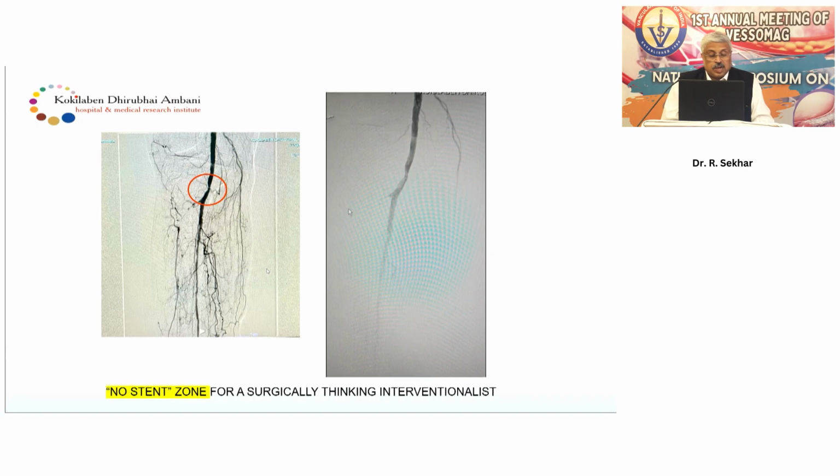We did an angio, and this is what you can see on the angio. Just below the knee joint, there is a high-grade stenosis, and what you can see is a single vessel disease, the peroneal.